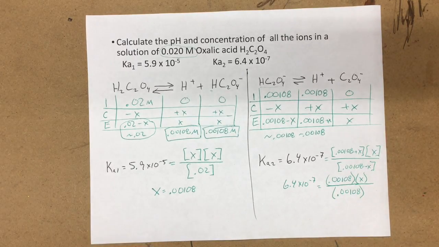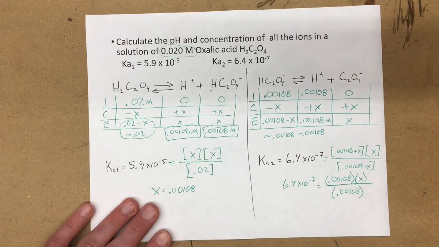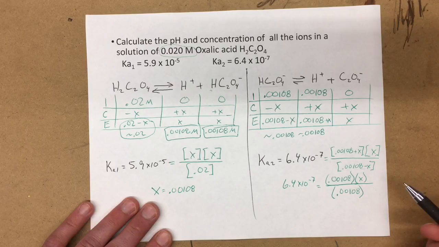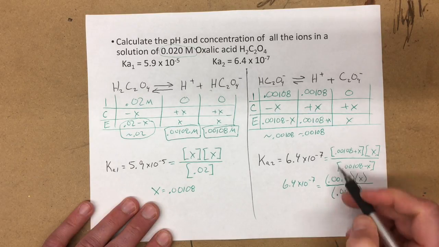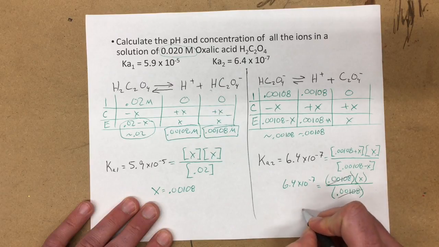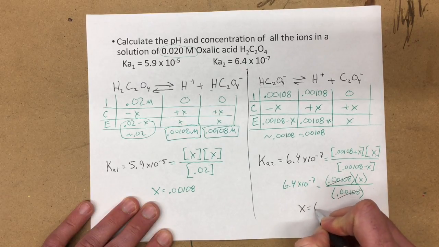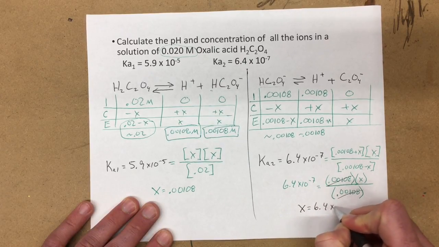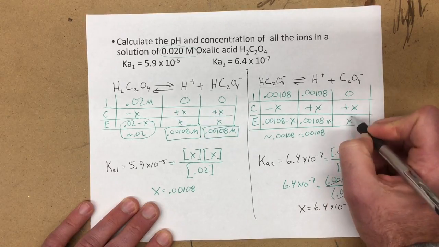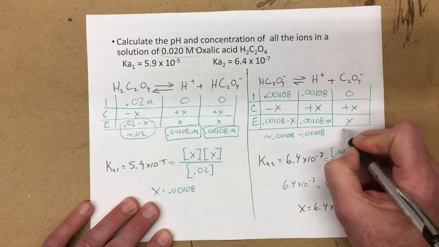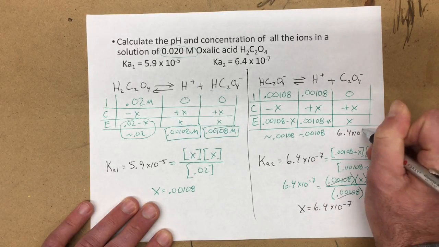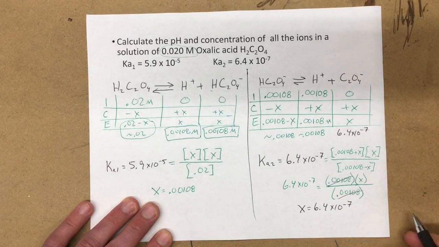All right, and so that assumption is going to be pretty good. You can multiply this out and do the whole quadratic in your calculator if you want, and you should see that it's going to come out to be pretty close to the same. So these cancel out, and then we find that x is equal to 6.4 times 10 to the negative 7. So that x means the concentration of this conjugate base at equilibrium, 6.4 times 10 to the negative 7.